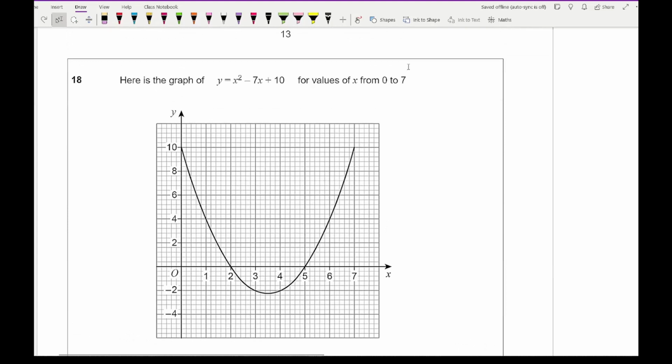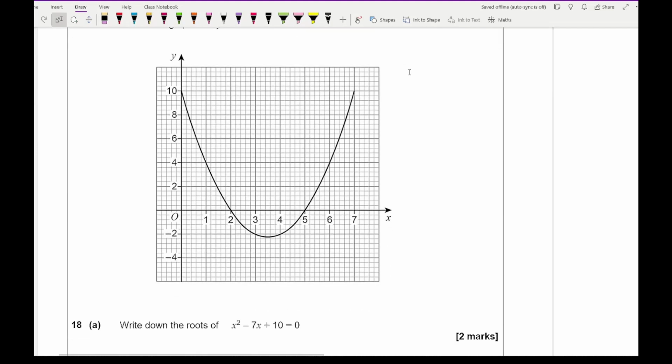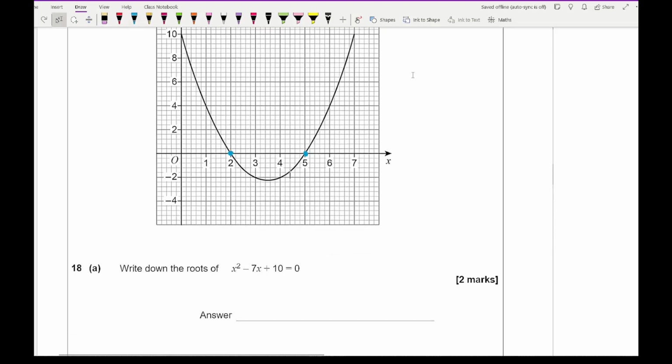Moving on to question 18, it says here is the graph of y equals x squared minus 7x plus 10 for the values of x from 0 to 7. For question 18a, it says write down the roots of x squared minus 7x plus 10 equals 0. Now the roots are basically where the curve crosses the x-axis. So for this, you can either write x equals 2 or x equals 5, or you can write them as coordinates, which is (2, 0) and (5, 0). Either of those two ways of writing your answer will be absolutely fine.